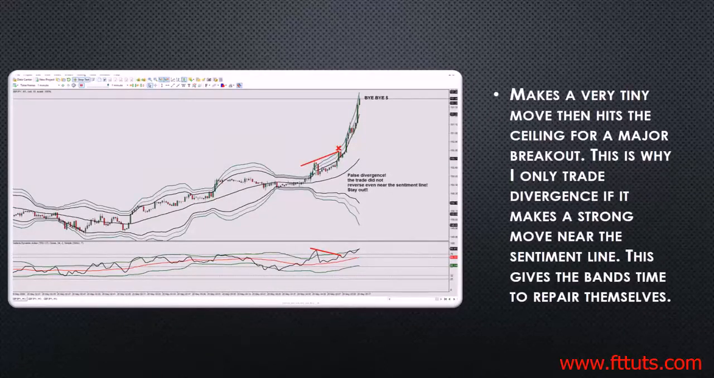As you see, the market flew up. It didn't respect that divergence at all because it is a false divergence. Makes a very tiny move, then hits a ceiling for a major breakout. This is why I only trade divergence if it makes a strong move near the sentiment line. This gives the bands time to repair themselves.